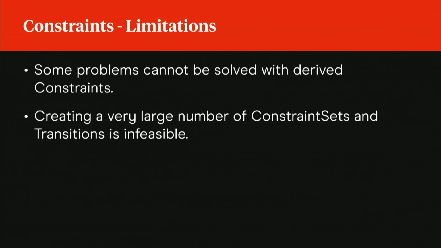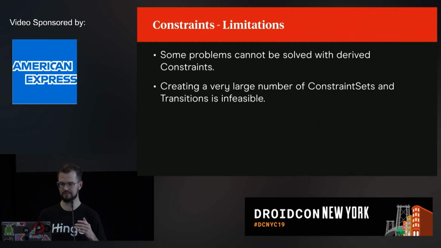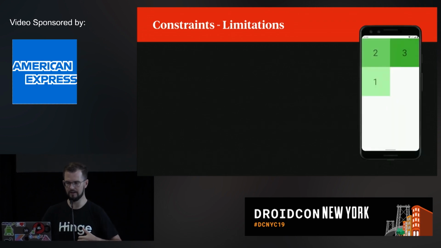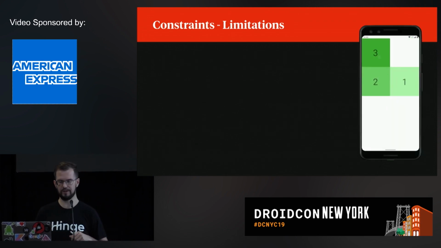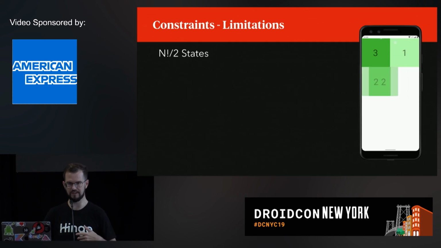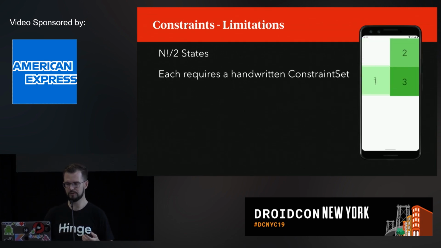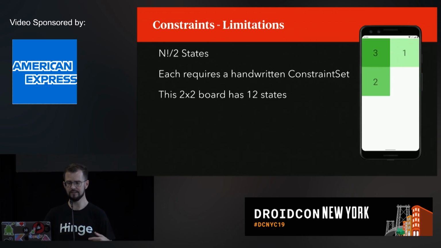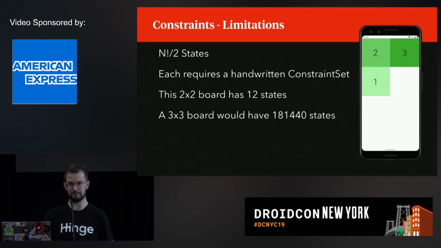So there's some limitations in practical areas. Some problems cannot be solved with derived constraints, and creating a large number of them is just strange sometimes. So I made this really cool puzzle app where you can do a sliding tile puzzle with n factorial divided by 2 states. Might be a problem. 2 by 2 seems okay, but each required a handwritten constraint set. And this 2 by 2 board had 12 different states to iterate, so 12 constraint sets. If I had a 3 by 3 board, I'd suddenly have to write 181,000 constraint sets, and that's ridiculous.